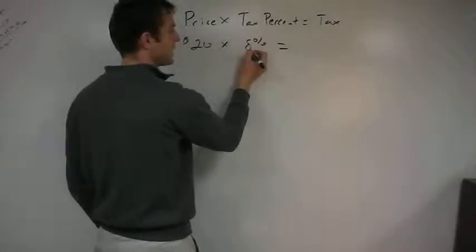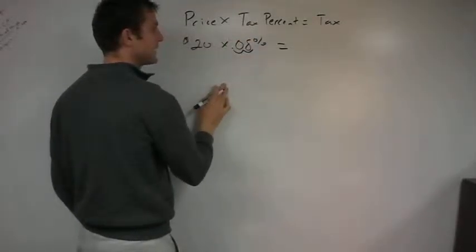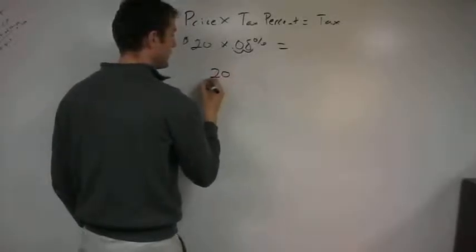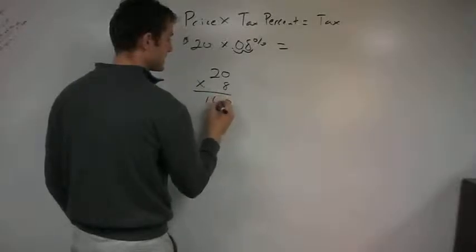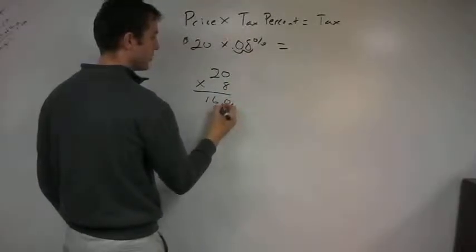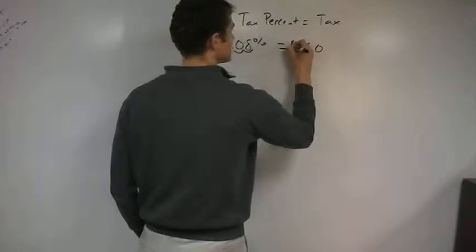Well, again, I'm going to change my percent to a decimal, moving over twice. In this case, I'm going to have a placeholder. So I'm going to do 20 times 0.08. I'm going to do 20 times 8, 0, 16. I have two decimal places, 1, 2. So I would pay $1.60 in sales tax.